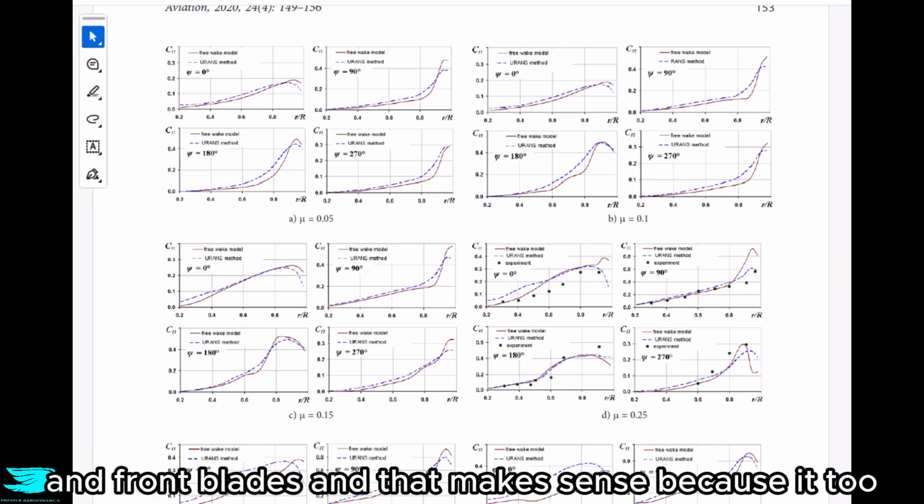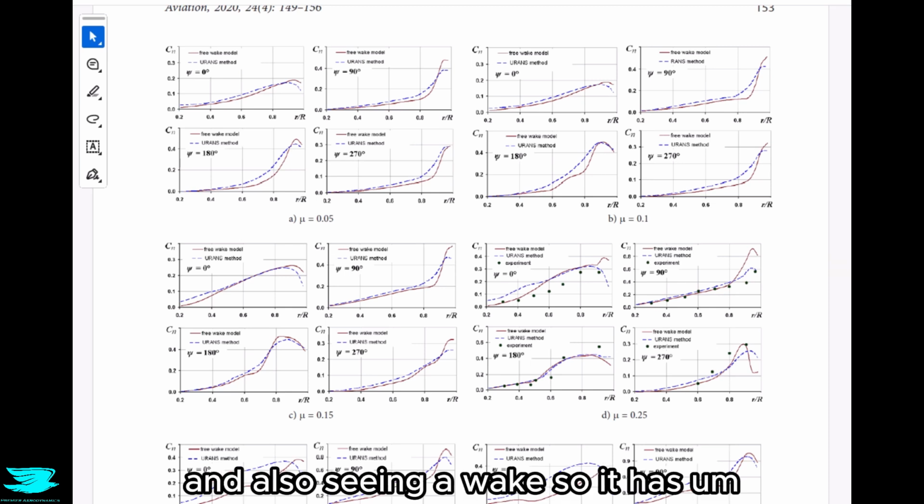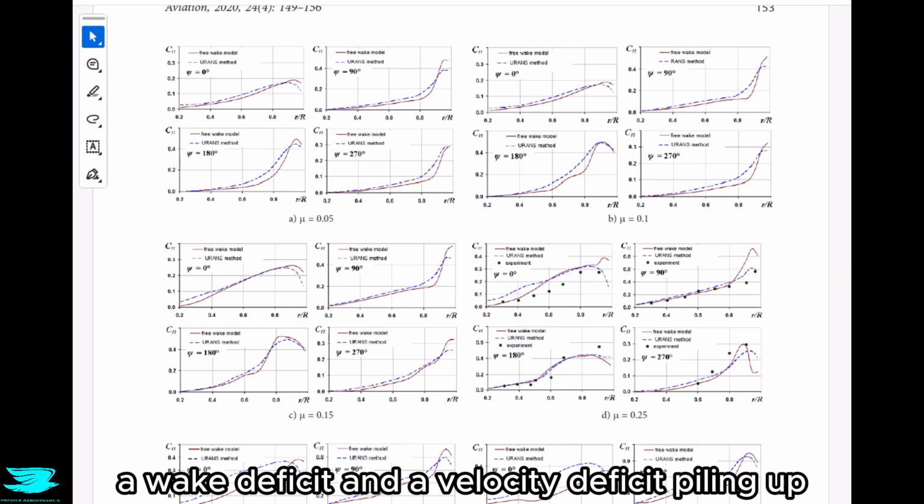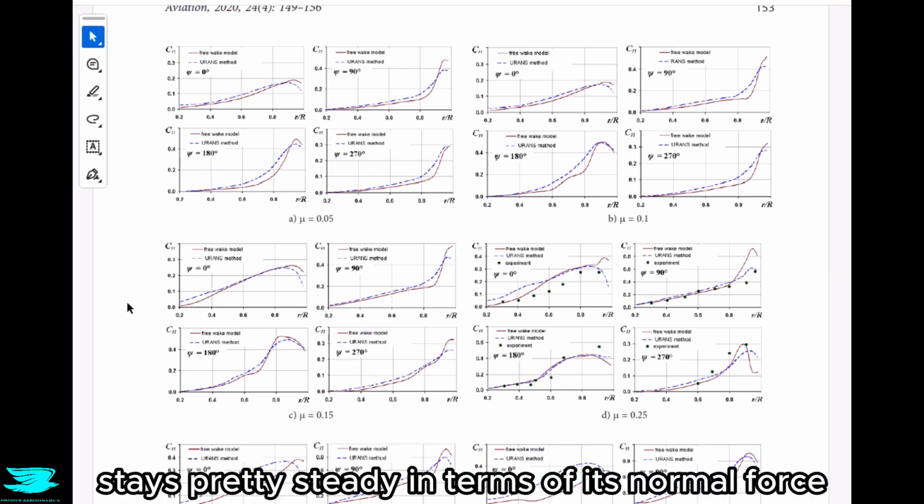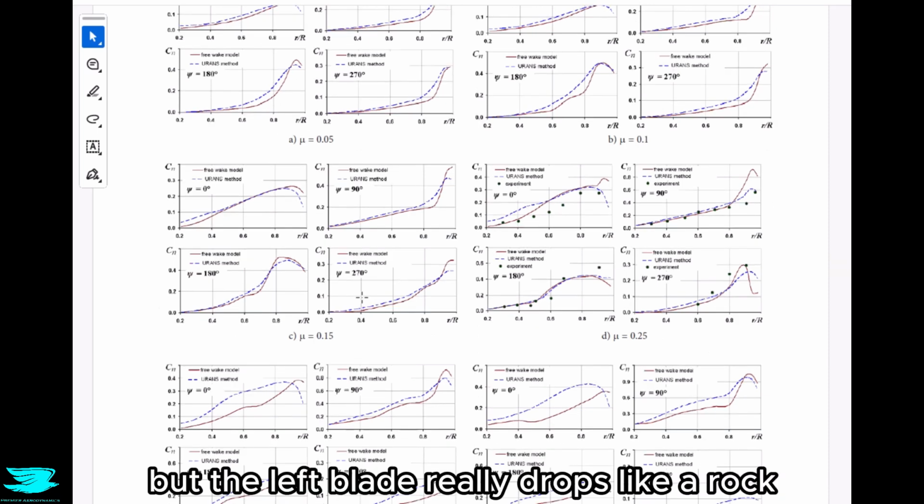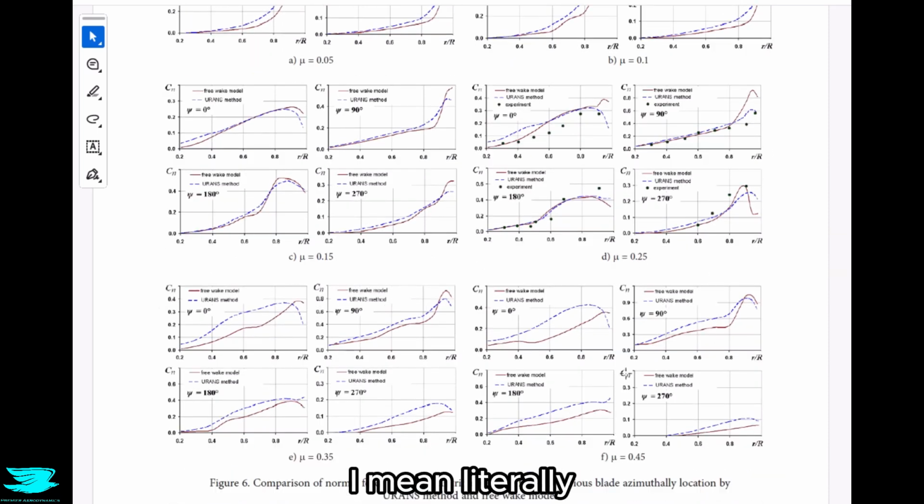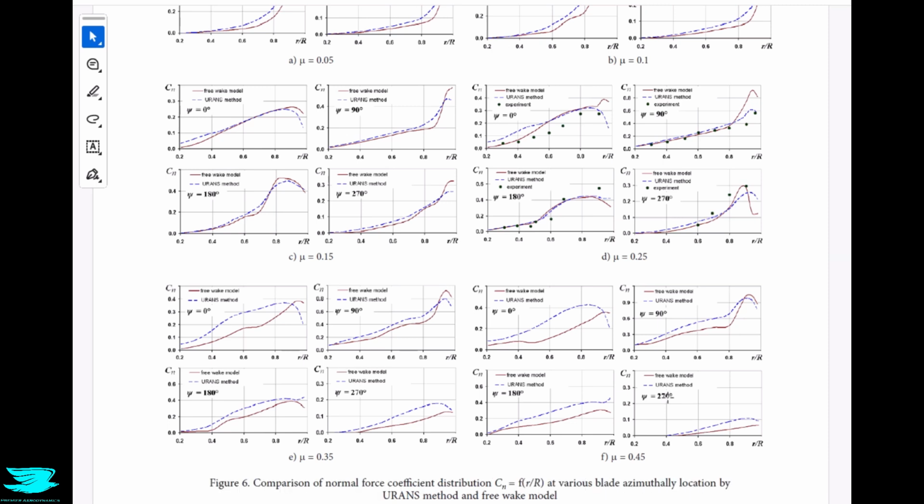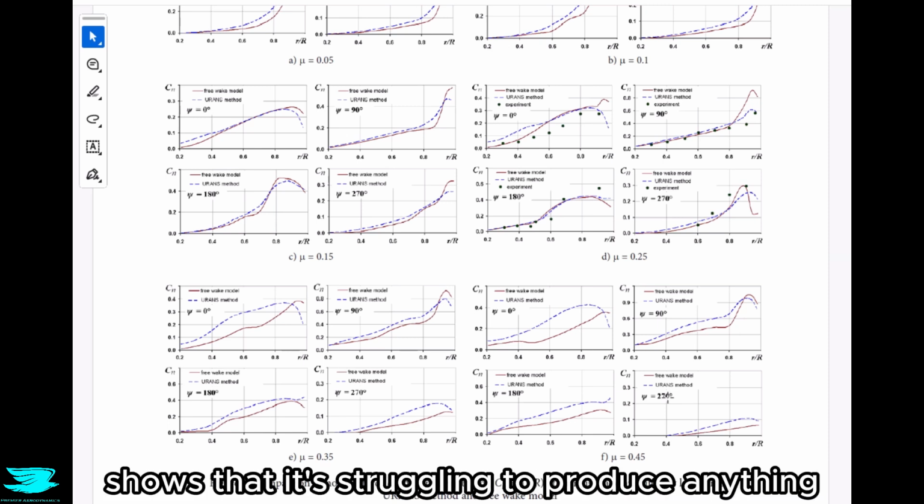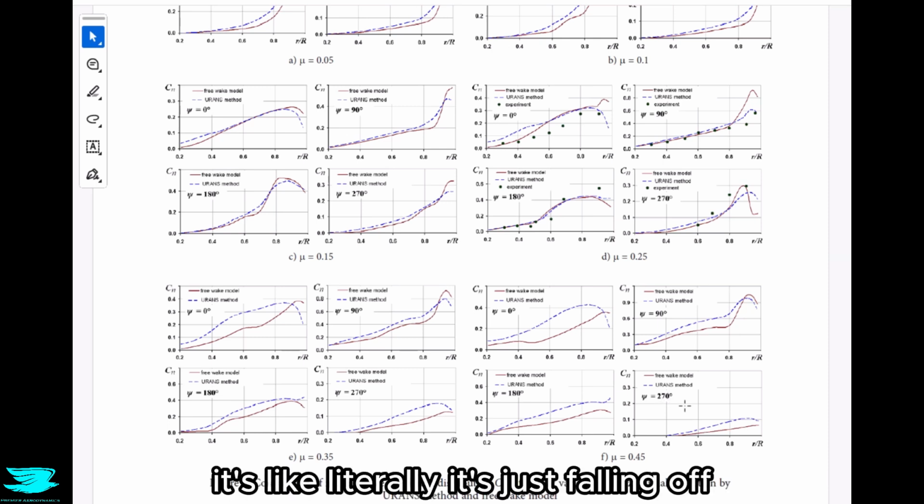And that makes sense because it too is at a slight velocity deficit and also seeing a wake. So it has a wake deficit and a velocity deficit piling up. Now, as the advance ratio increases, the back blade stays pretty steady in terms of its normal force coefficient, but the left blade really drops like a rock. I mean, literally, at an advance ratio of 0.45 in the bottom right plot, the 270 degree plot shows that it's struggling to produce anything. Like literally, it's just falling off.